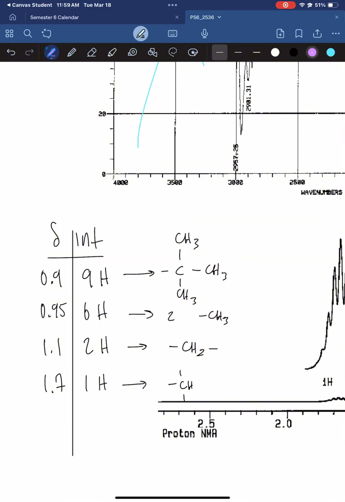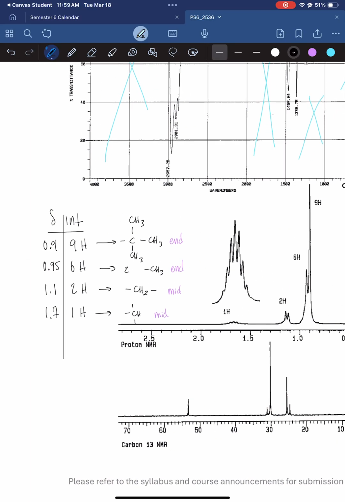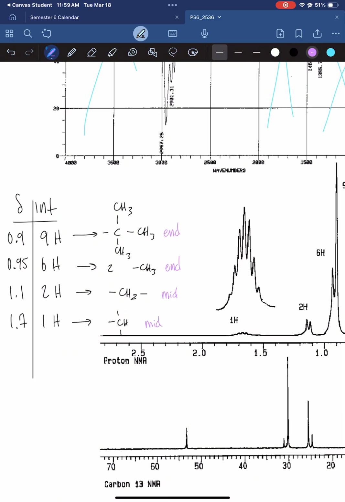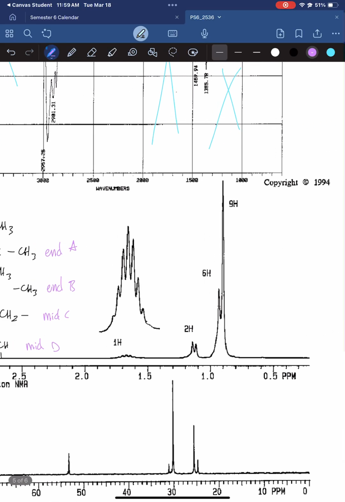Let's label this. This is going to be an N-piece. It can't be anything else. These are N-pieces. They can't be anything else. And these are both mid-pieces. Cool. Now that we have all that situated, we can start to assemble a structure. I'm going to label this as A, B, C, and D. And I'm going to label the chart as well. This is going to be A, B, C, and D.